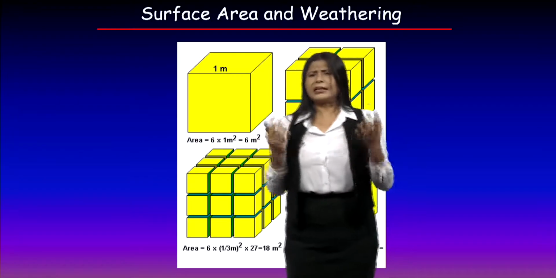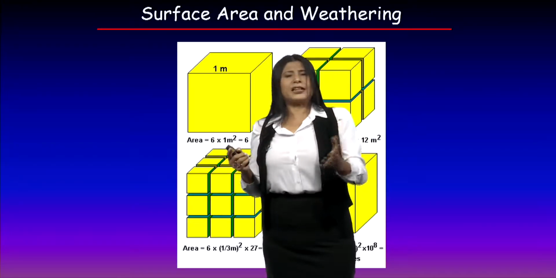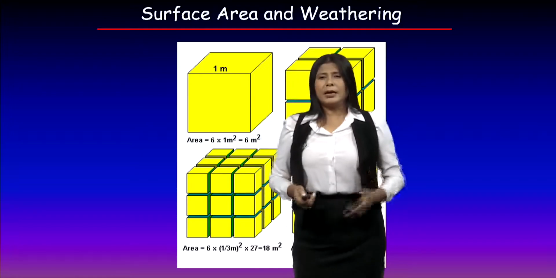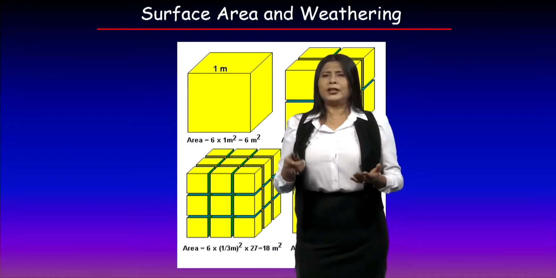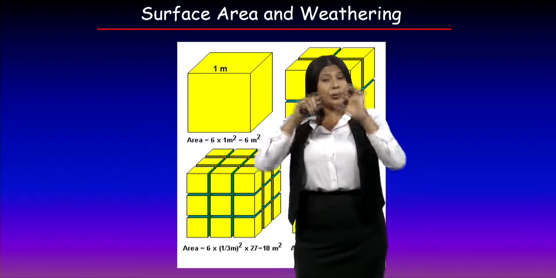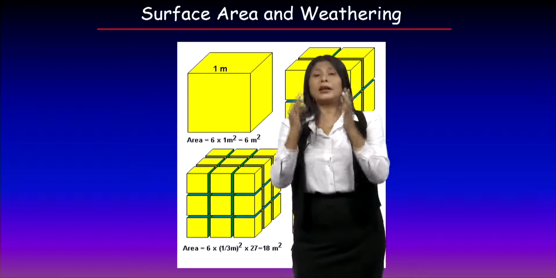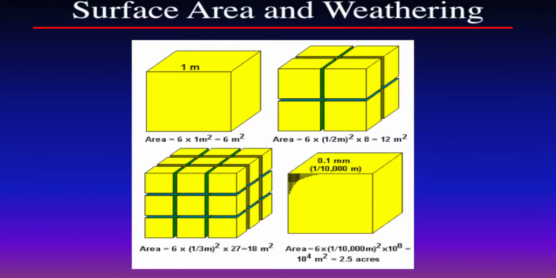And what physical weathering does is, it breaks a rock into smaller pieces and it increases the surface area. Let us take the example of a block of 1 meter by 1 meter. I will break it into 8 equal parts. The area will become 6 into 1 upon 2 square into 8, that is 12 m square. That means the area keeps on increasing as the rock becomes smaller and smaller, and the more the superficial area, the more the rate of weathering.